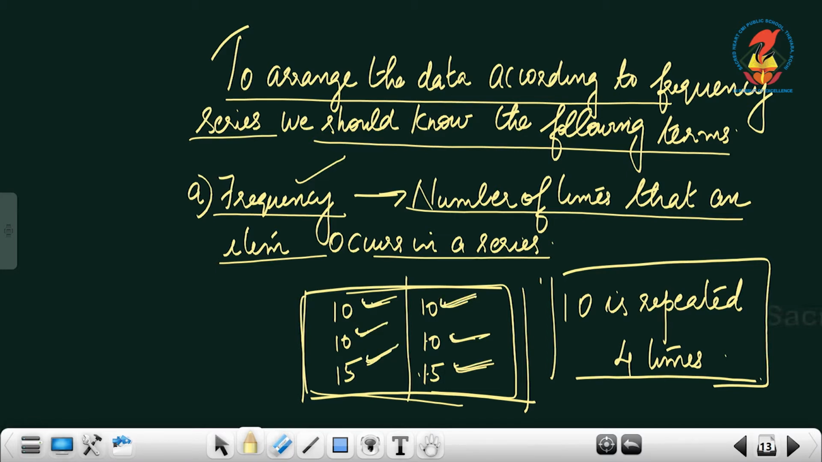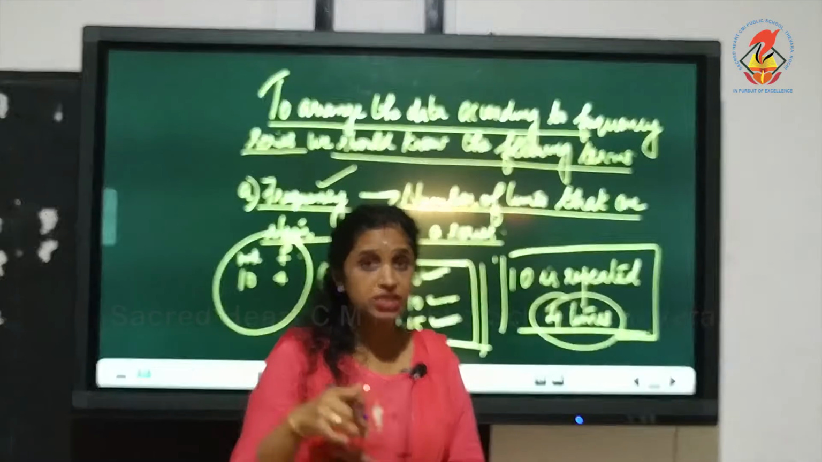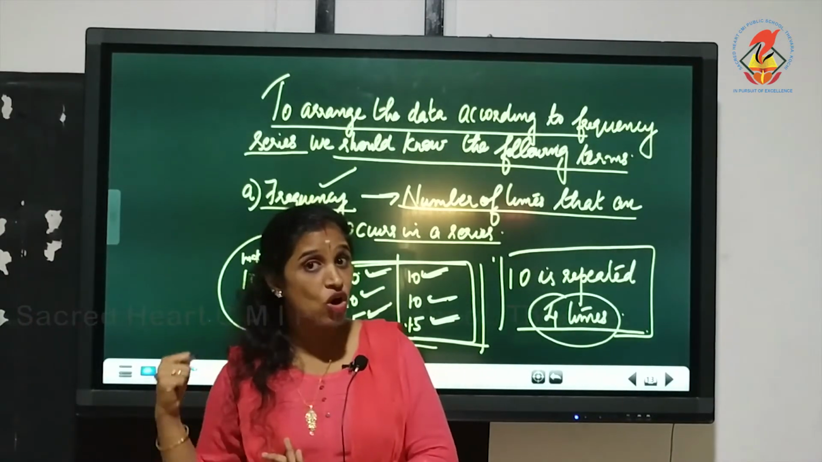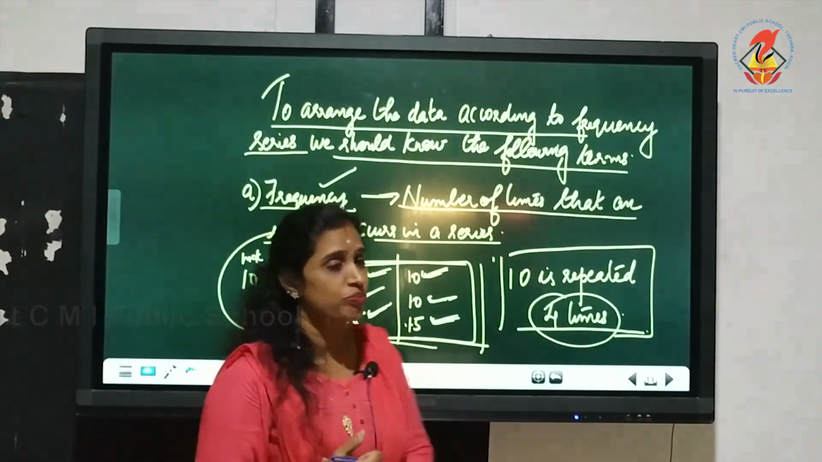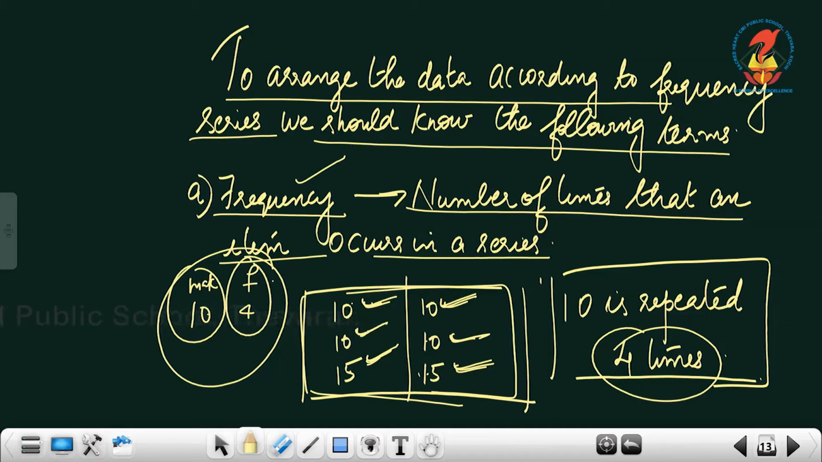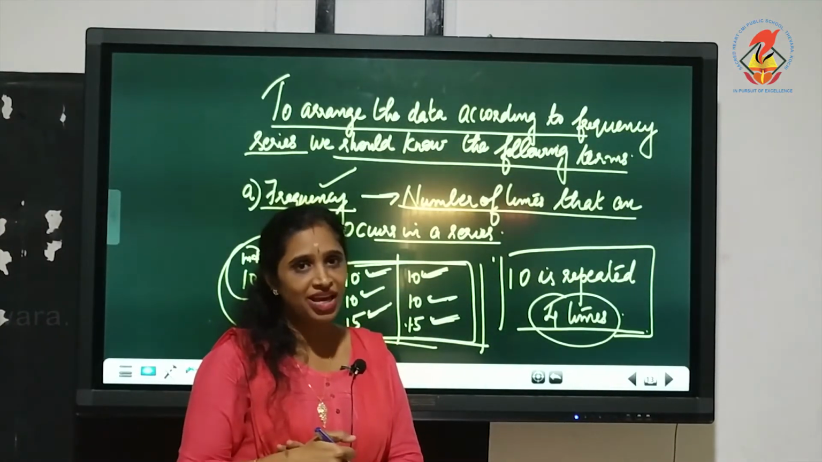Here mark 10 is repeated how many times? 4 times. Therefore, what is the frequency of 10? 4. So this kind of series is known as a frequency series. It has frequency. So how can you write this in a frequency series form? 10 is the mark, and what is the frequency of the mark 10? 4. So here frequency means the number of times that an item has occurred.